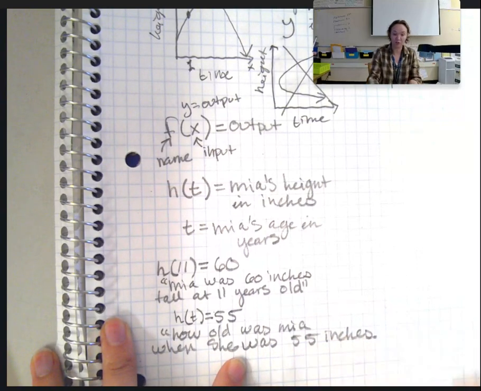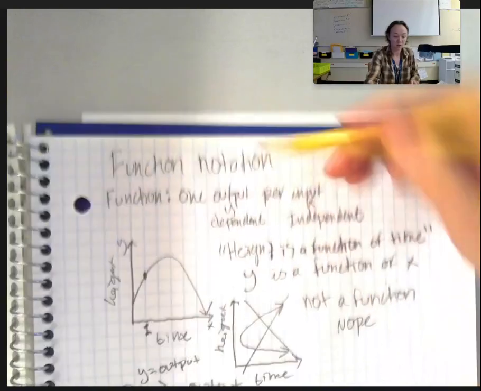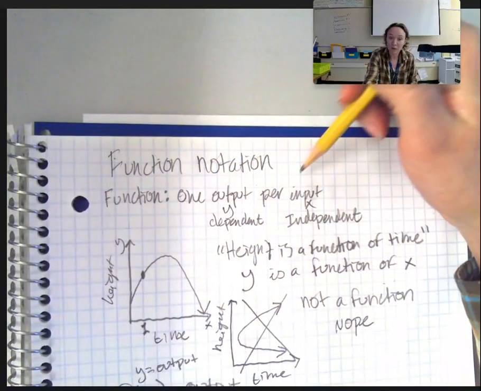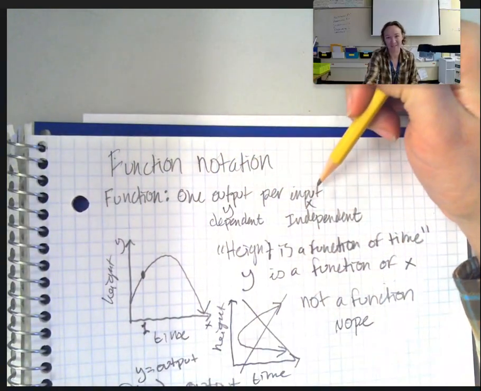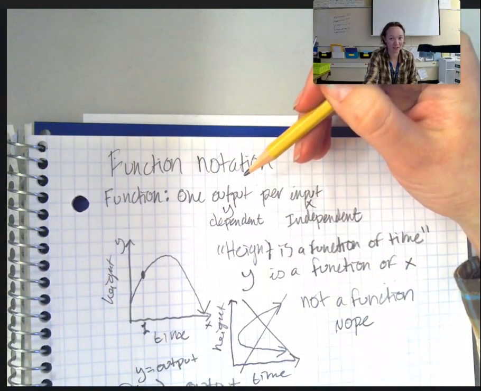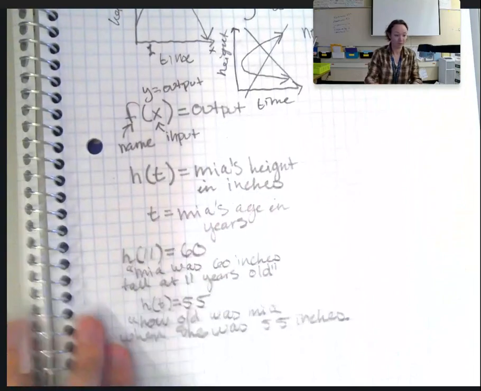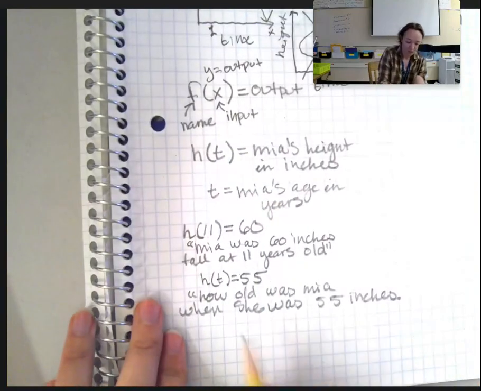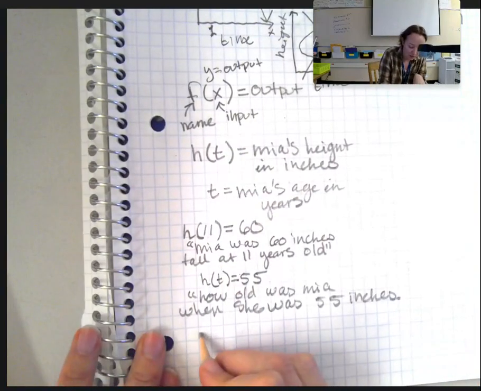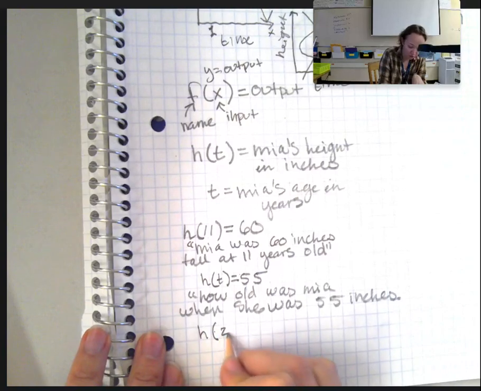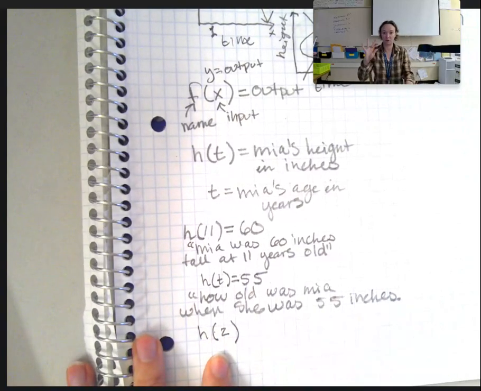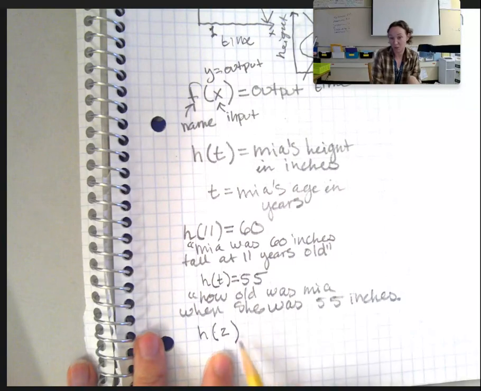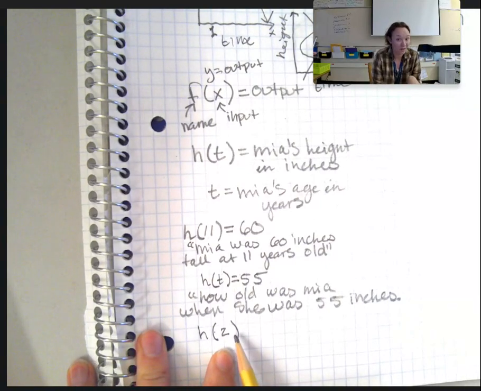So in our definition of a function up here, you can only have one output per input, but multiple inputs can give you the same output, right? Just like how someone could be the same height for multiple years in a row. Happens to adults all the time. You also could write H of 2 just by itself with no equal sign. This is also kind of like a question. This is saying, how tall was Mia when she was 2 years old?